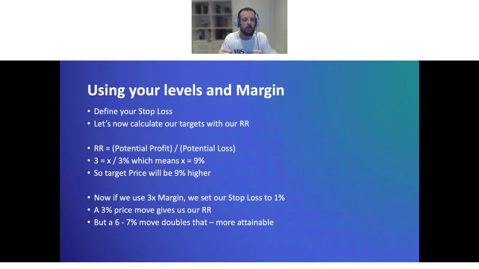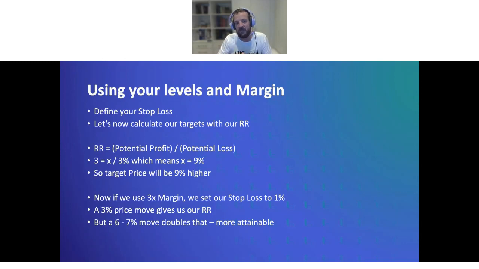So remember, how do we calculate our targets? Well, if your risk reward is your potential profit over your potential loss, then a risk reward of, say, 3 would be X divided by 3%, which is the potential loss that we know, which means X is equal to 9%. And that's how I got to the 9% gain that you would need to make to hit an RR of 1 to 3. So basically, this tells me that the target price will be 9% higher. That's exactly what I showed you on the chart. It's how I got to that level of needing the trade to increase by 9%.